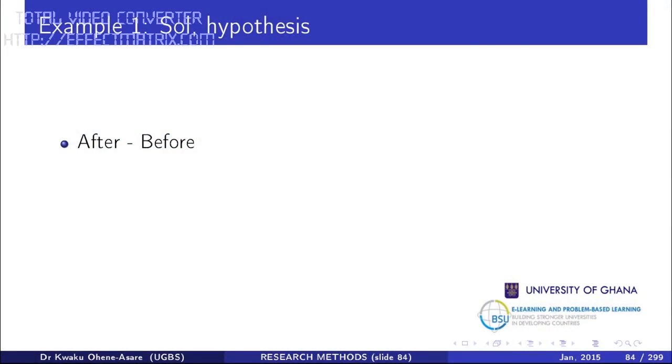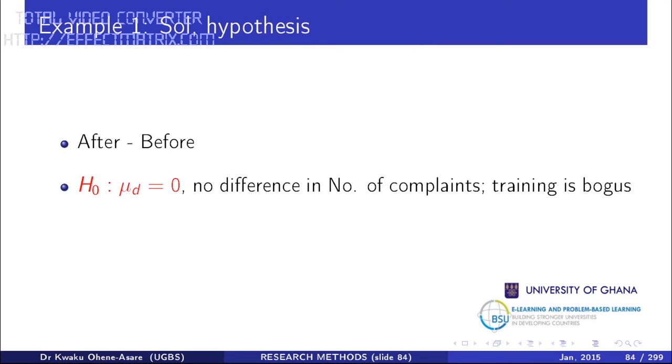Before, after comes first. So you have after minus what? Before. So I'm going to write the mu for after minus the mu for before, and then say that the difference is what? 0. Okay. So look at it. The difference is equal to what? 0, which means that there is no difference in the number of complaints, and that implies that the training is what? Is not effective. Does it make sense to you?